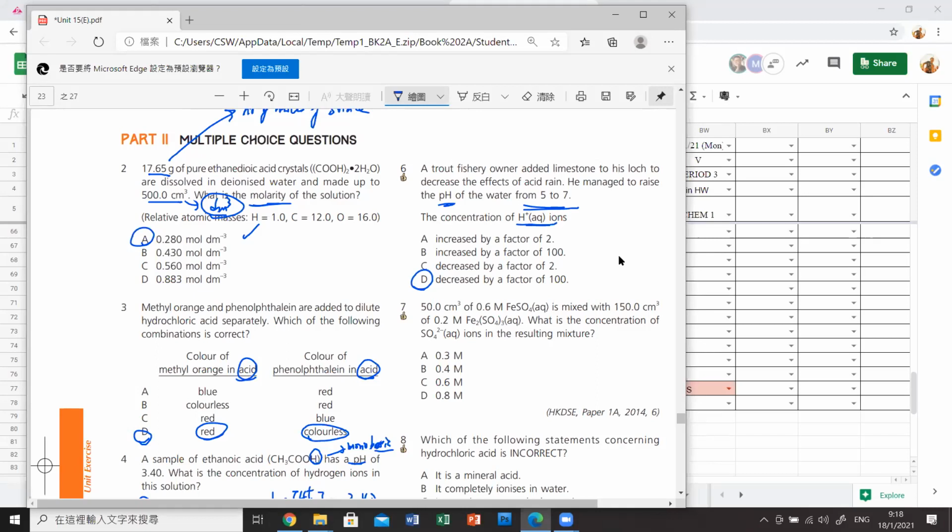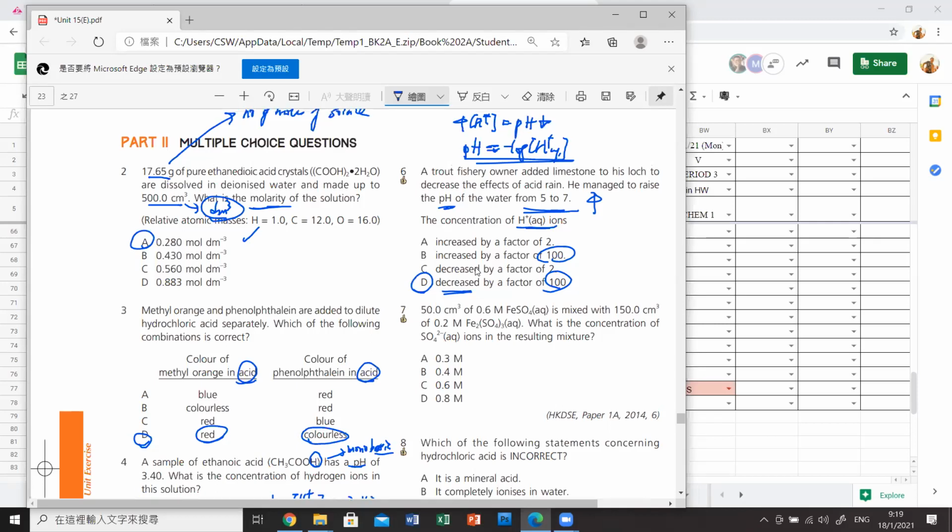Now remember, because pH is a log scale, it tells you a log scale. So if you have got a difference of 2 units of pH, which means that we have got a factor of 100 already. Okay, but the question is, if you are going to increase the pH, of course, the hydrogen ion concentration will be decreased. Now, because of this data, right? The higher the hydrogen ion concentration, the smaller the pH value. Based on these two pieces of information, you know that the answer is D.